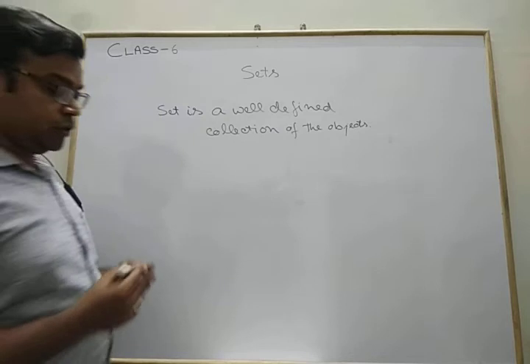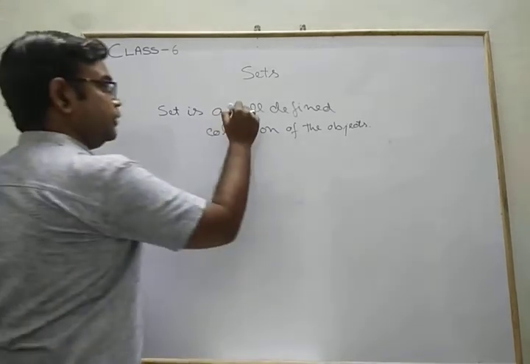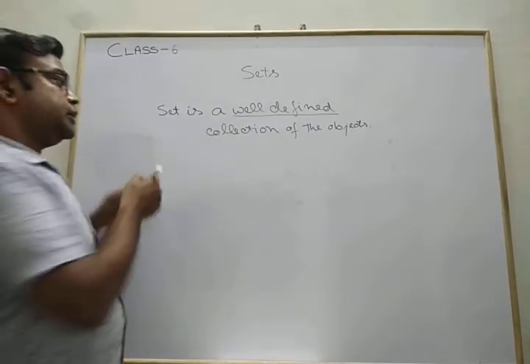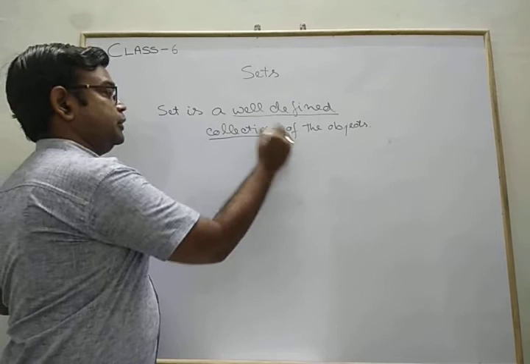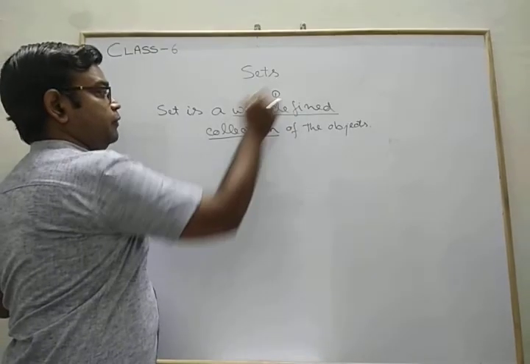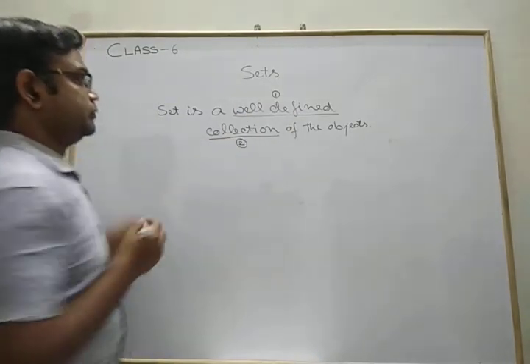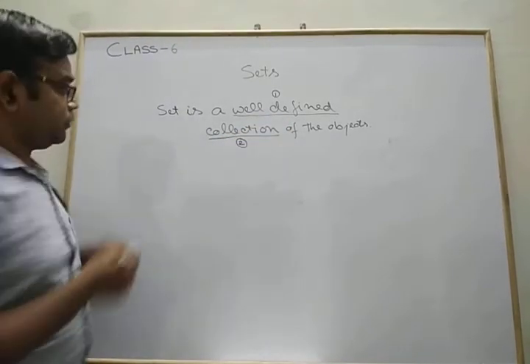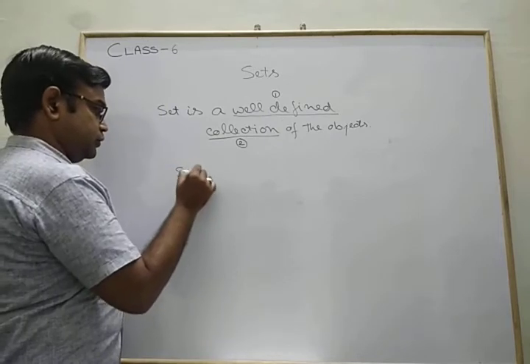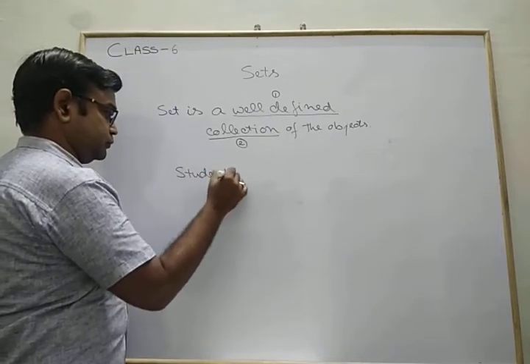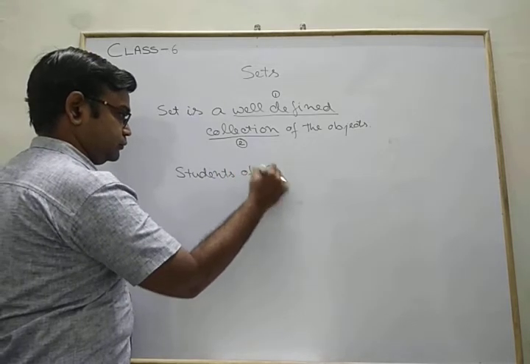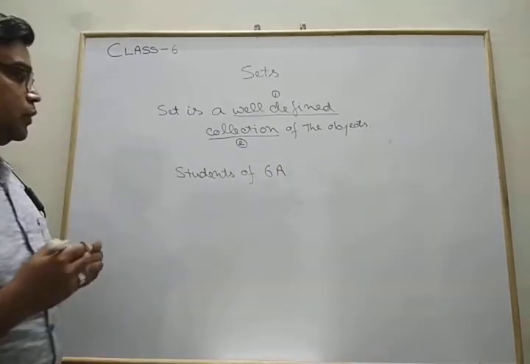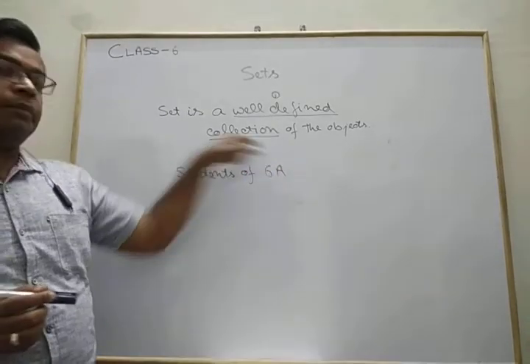In this case, the most important thing is well-defined, and the second part is collection. There are two parts: first part well-defined and second part collection. Well-defined means what? Suppose we have students of 6A. So this statement is an example of a set.